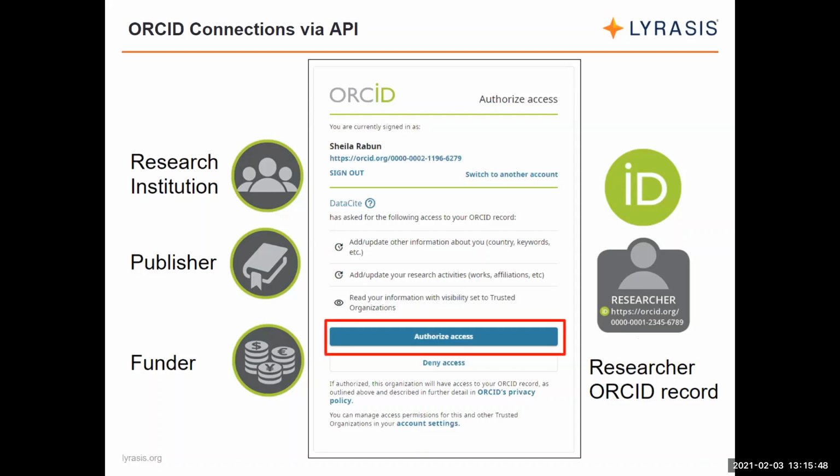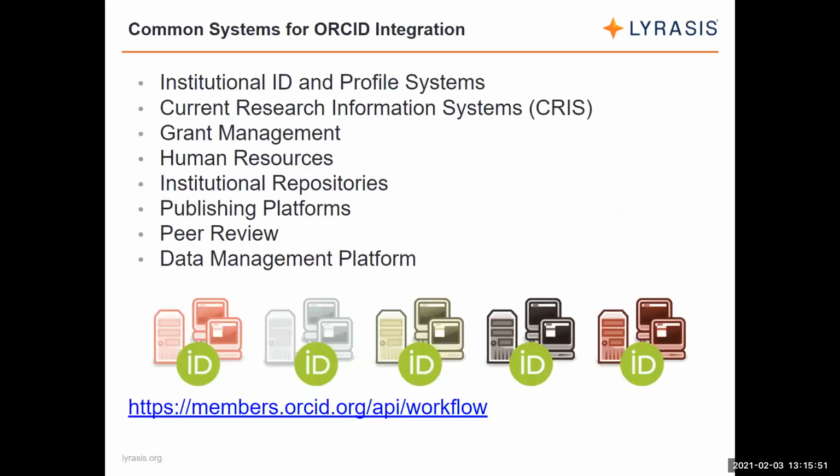And so ORCID can be integrated with many different kinds of systems. The ones that you see here on the list are the most common types of systems that organizations are integrating with ORCID. So any institutional identity management systems, current research information management, grant management, human resources, institutional repositories, publishing platforms, peer review, data management platforms. These are just a few examples. And there's more information and links in your handout about the different kinds of systems.